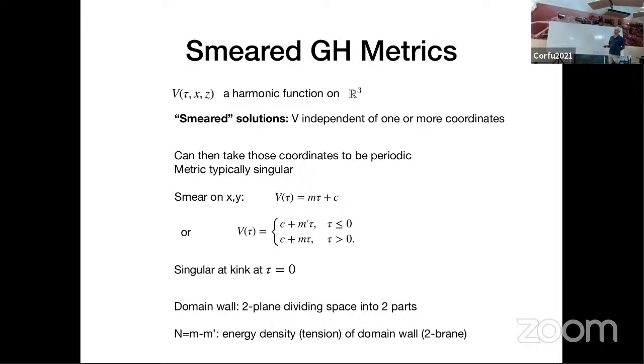And we usually think of this as saying that there's a domain wall on the two-plane dividing the four-dimensional space into two parts here. And the charge or the strength of this domain wall is given by the jump in the gradient, m minus m primed. And this is seen to be the energy density or tension of the domain wall.